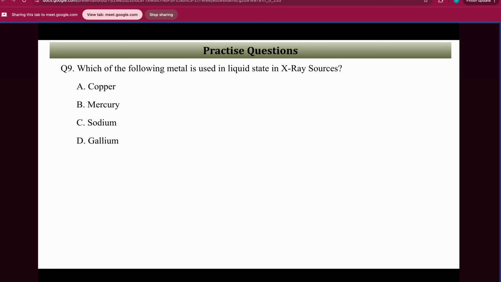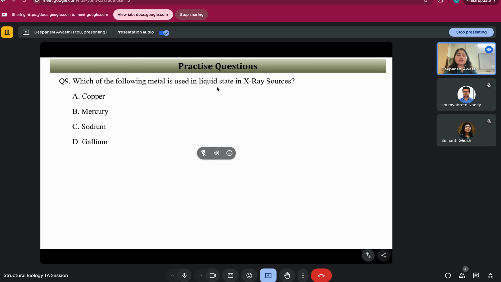Now the next question is: which of the following metals is used in liquid state in X-ray sources? Copper, mercury, sodium, and gallium. This I have not discussed today, but it has been discussed in your week topics.